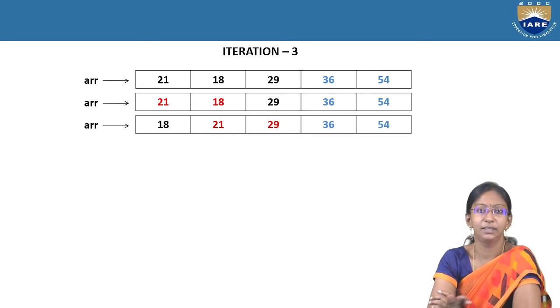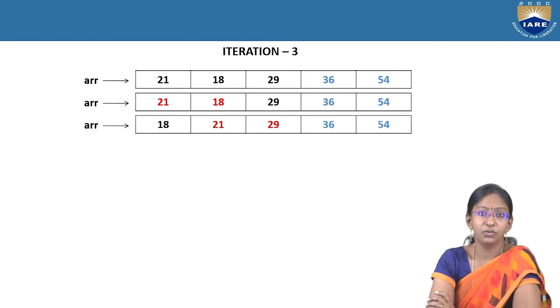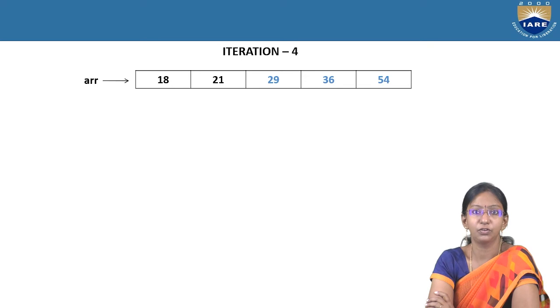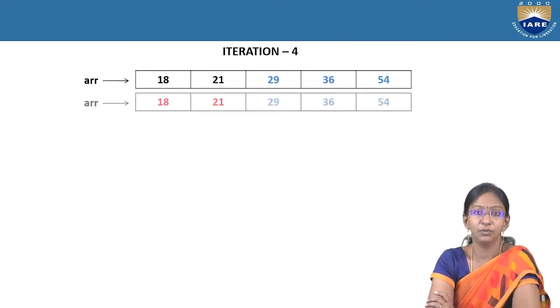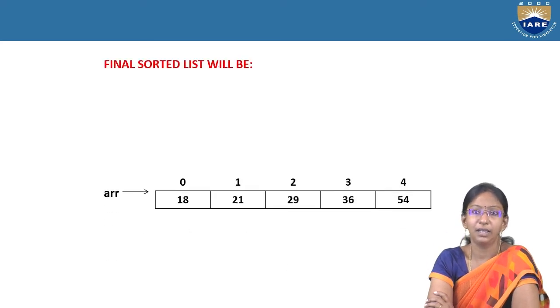They are as it is because they are in correct order. 21 is less than 29. Now there ends iteration 3 and 29 is in its right position. It is frozen. This will be fed as input for the fourth iteration. Compare 18 and 21. They are in order. 21 will be frozen. Only one item, so no need to compare or do swaps, nothing. So 18 is in its right position.